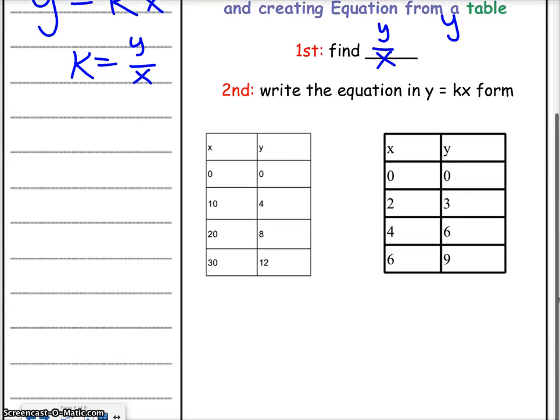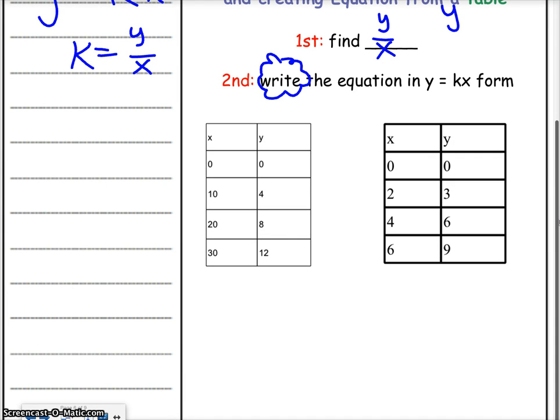So why don't you bubble write, just so you don't get overwhelmed with all the words in step 2. So step 1, find y over x. Step 2, write the equation. Do you know what you multiply 10 by to get to 4? Yes or no? No. No, me neither. But I do know that I can find that ratio, the y over x, and that's what I multiply through by. So k is equal to y over x. This is my y, 4 over 10.